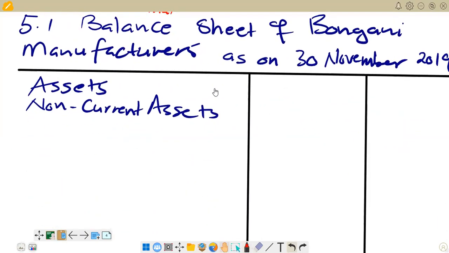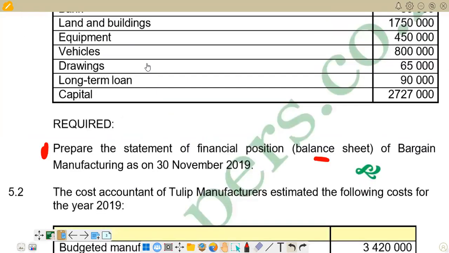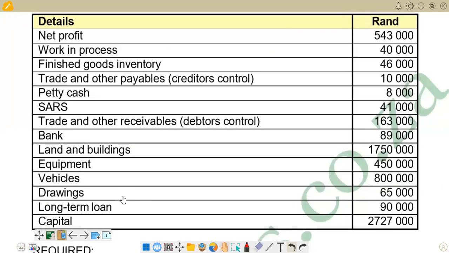We can start with the non-current assets, and we go to our question to check which non-current assets are given. These are the balances that we have. We have land and buildings. Remember, non-current assets are those assets that stay in the business for a period of more than a year. They are resources of the business that stay for, on average, more than a year. Land and buildings are forever there. Then we have equipment, which also stays for more than a year, and vehicles are the same. So we have these three, which describe the resources of the business that are going to stay in the business for more than a year.